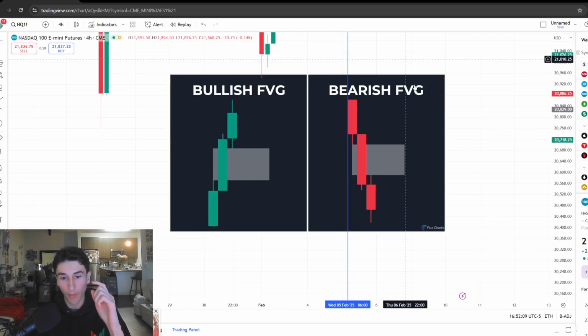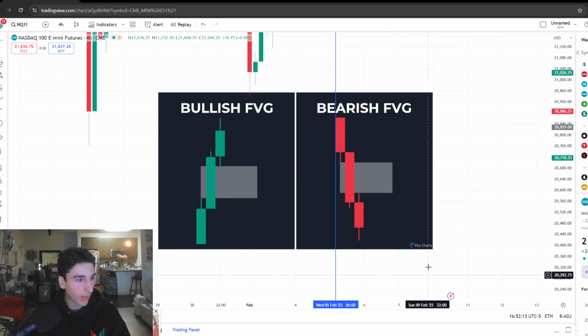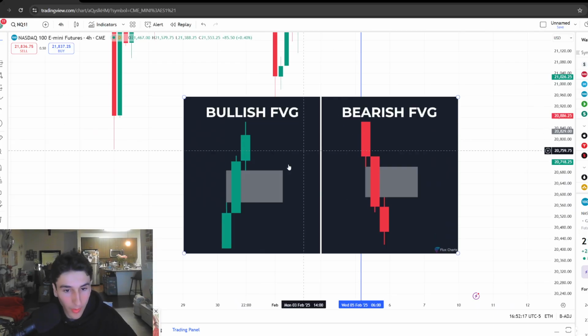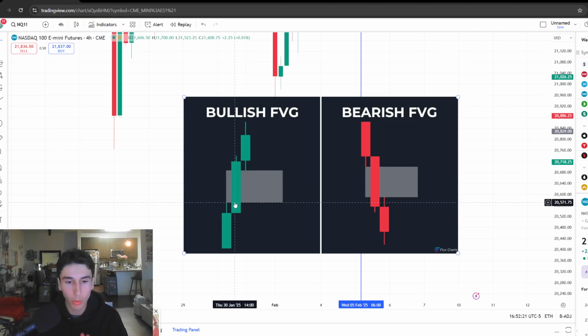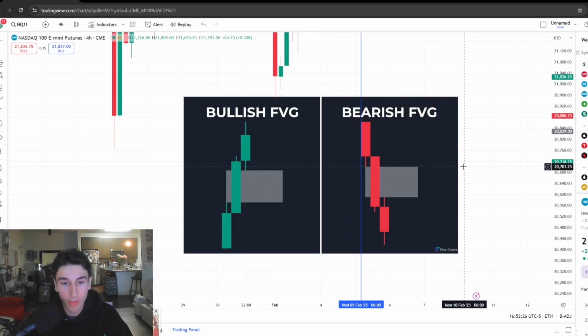Now, real quick, if you don't know what a fair value gap is, this is a super quick breakdown. I found this on Google. It's not mine. All credit to the homie right here. But basically, a fair value gap is the imbalance left behind from a quick move, a displacement, in any direction. It can be up or down. It just depends how it's made.